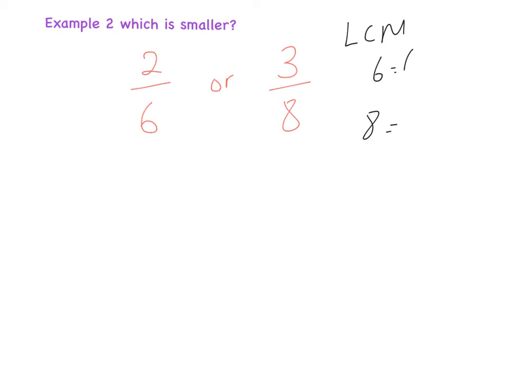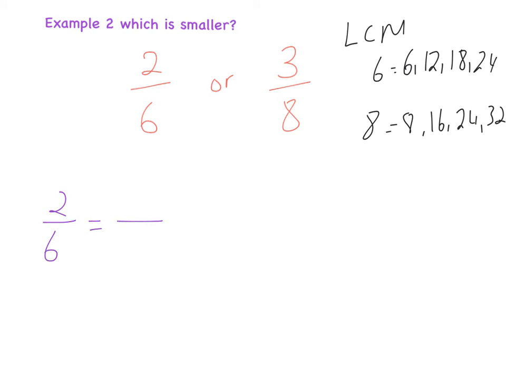Well, my 6 times tables are 6, 12, 18, 24. I'm going to stop there and move on to my 8 times tables. And I've got 8, 16, 24, 32. And if I'm awake, I should have realised that I've come across my lowest common multiple. My lowest common multiple between 6 and 8 is 24. So that's my first step done. I'm now going to write 2/6 is equal to something over 24 on one side. And then over here I'm going to write 3/8 is equal to something over 24. And I'm going to go back now and solve.